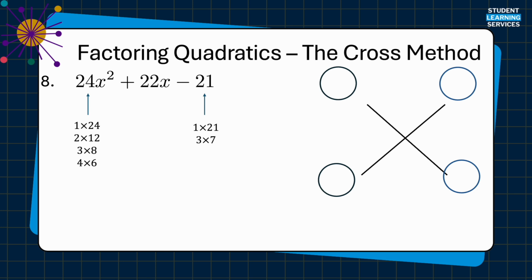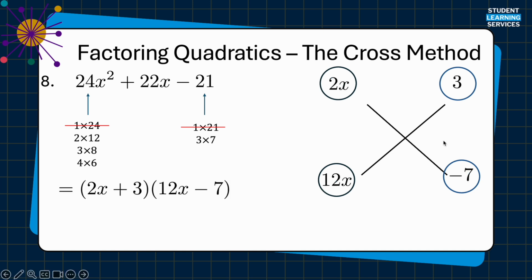The way we can pick the factors is, for now it seems like 1 times 24 and 1 times 21 are too big. Let's eliminate that for a second and then start with 2 times 12 and 3 times 7. The answer is 2x plus 3 times 12x minus 7.